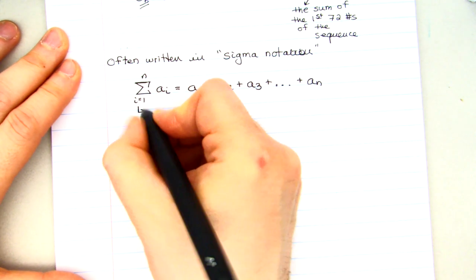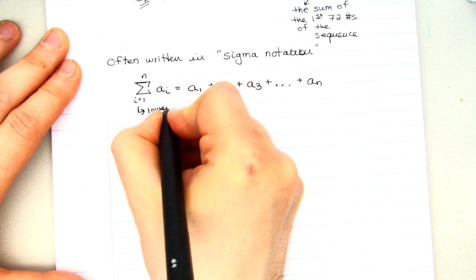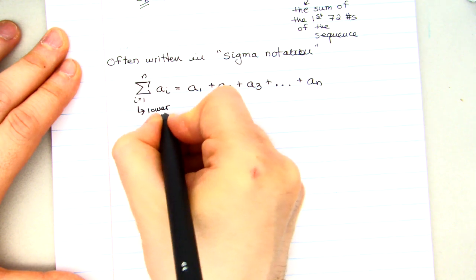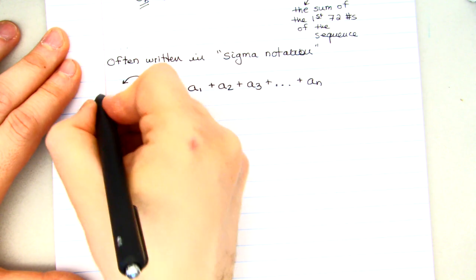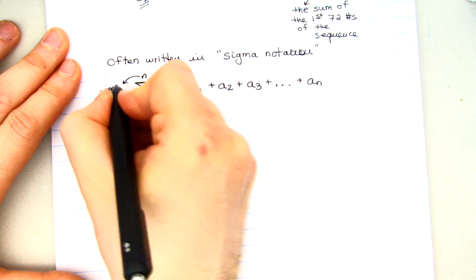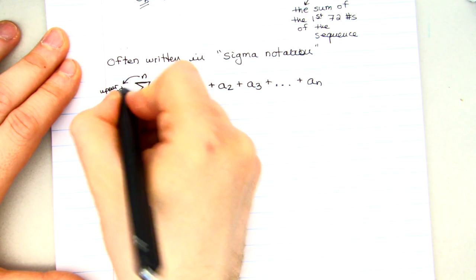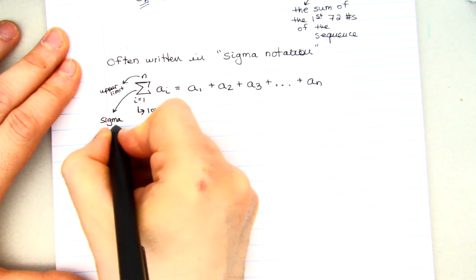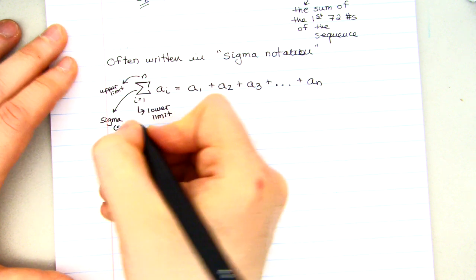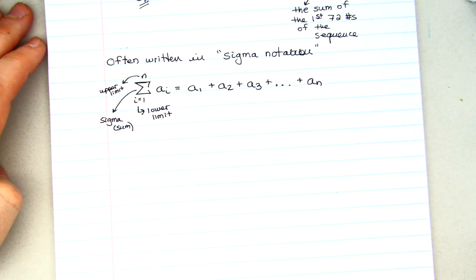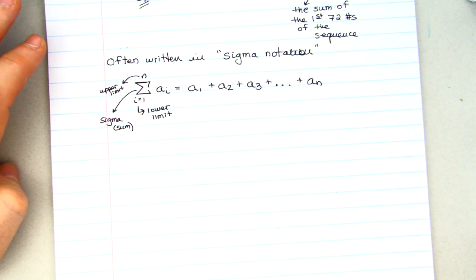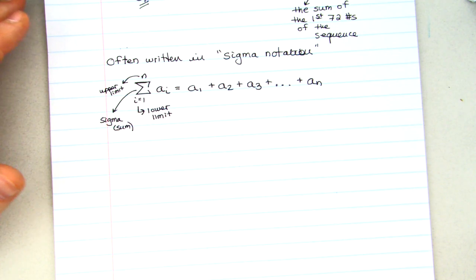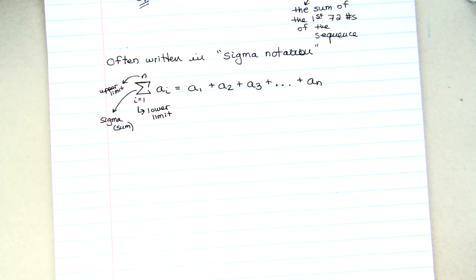The i equals 1, I'm going to call my lower limit. The n, I'm going to call my upper limit. That Greek letter sigma just means sum. Did you guys do some statistics stuff earlier in the year, like standard deviation? Does that sound familiar? Okay, if you take statistics next year, you'll see that there are sigmas in those formulas, basically just to show, add up a whole bunch of things.